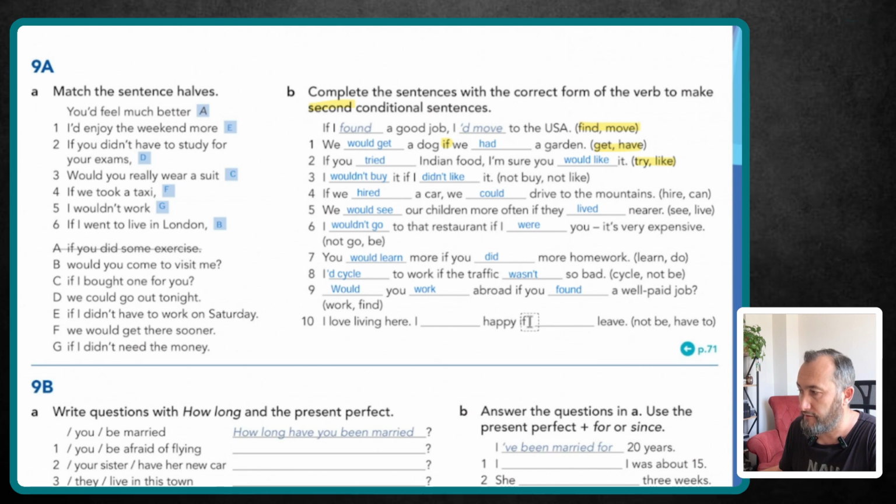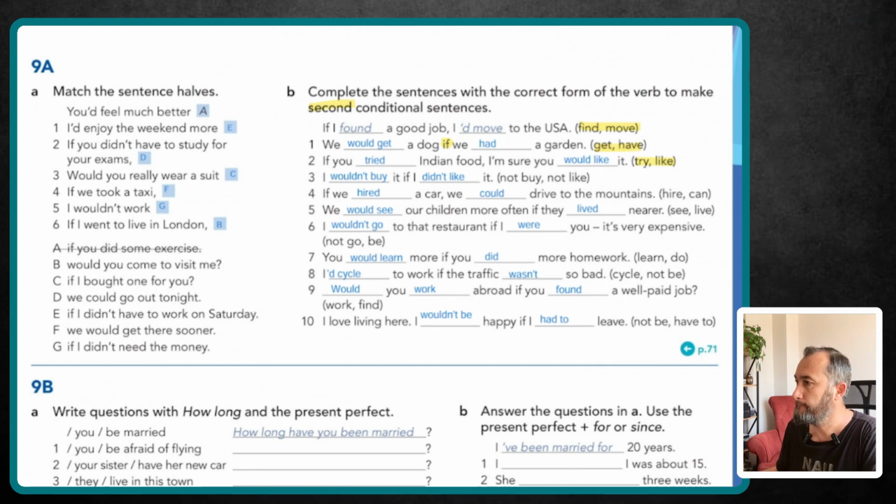Number 10. I love living here. I mean, the if part is second, so this is the main part. I'm going to use would plus infinitive, negative, not be. So I wouldn't be happy if I, past simple of have to is had to, if I had to leave. That's it. So second conditional, 9a is done.